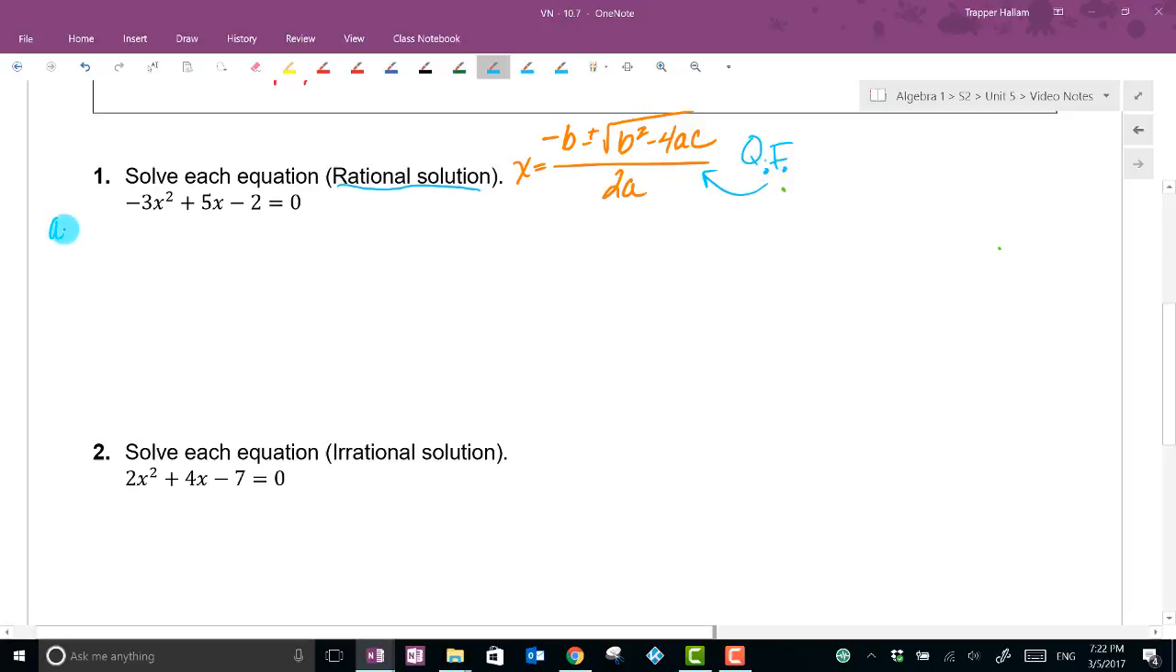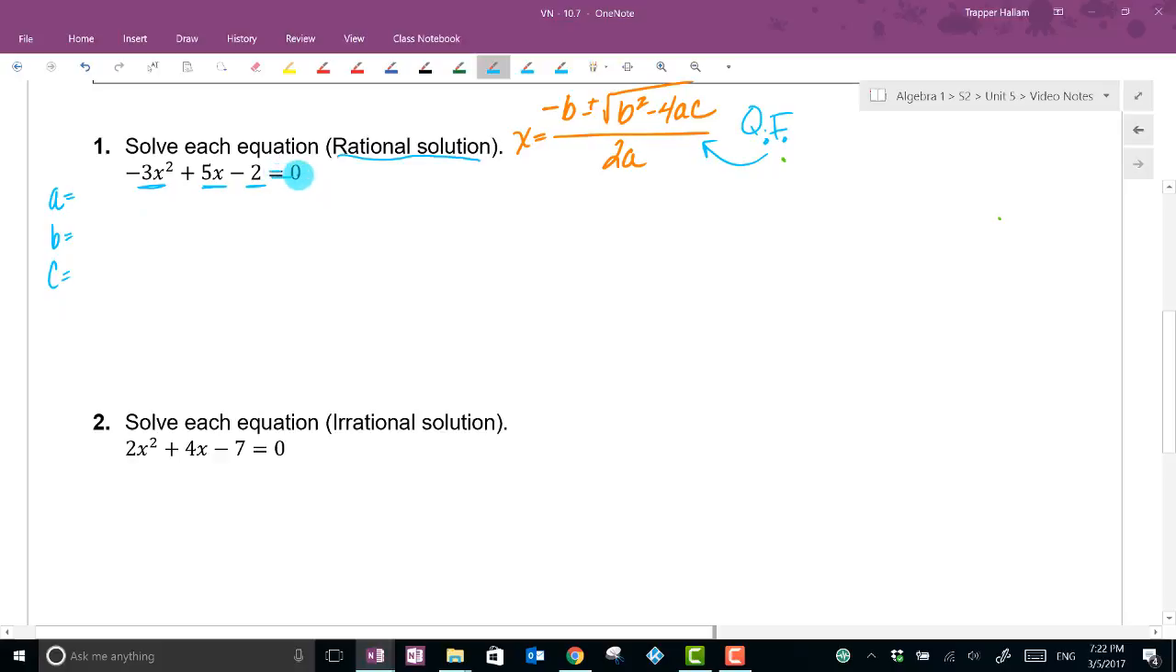First thing I'd like to do is identify your a, your b, and your c. Have them clearly identified, because you can usually see a mistake if you forgot to do something. Namely, that you have to make sure it's in standard form. And standard form says that your quadratic term is first, your linear term is next, and then your constant. We do have that, and it is set equal to 0, which means that it is a solve. That's what that means, correct? So let's identify our a, b, and c. Our a happens to be -3, our b is 5, and our c is -2.